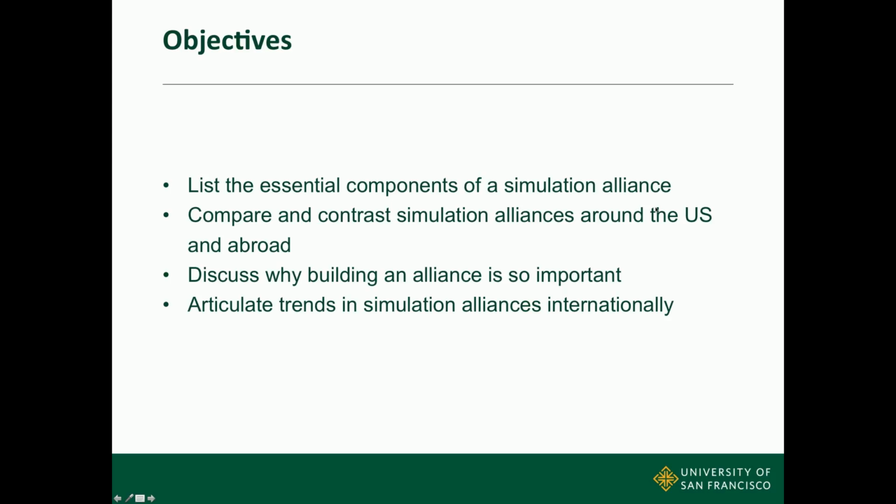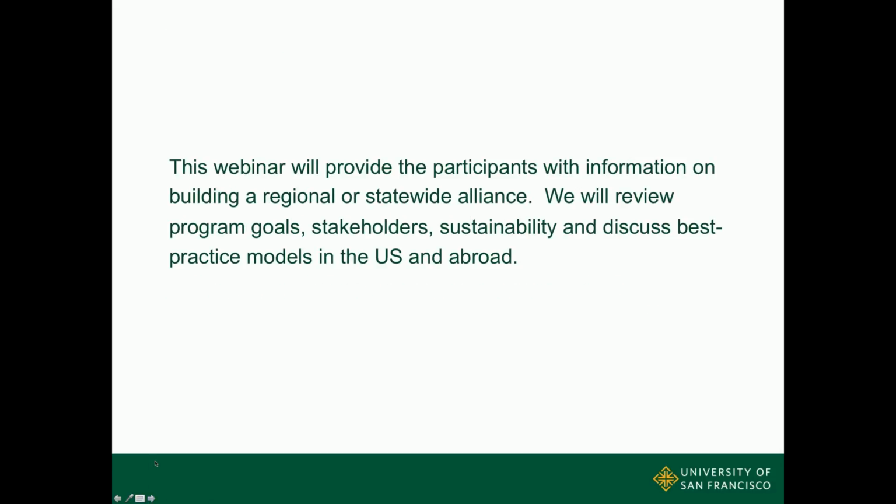So the objectives are to list the essential components of a simulation alliance, compare and contrast simulation alliances around the U.S. and abroad, discuss why building an alliance is so important, and articulate some trends in simulation alliances internationally. The webinar will provide participants with information on building a regional or statewide alliance. We will review program goals, stakeholders, sustainability, and discuss best practice models in the U.S. and abroad.